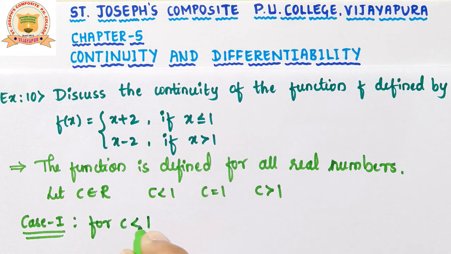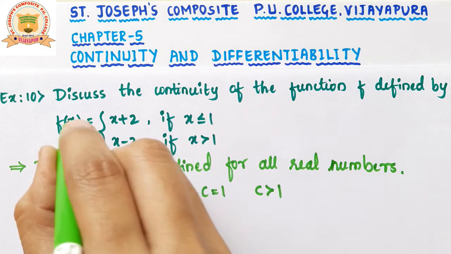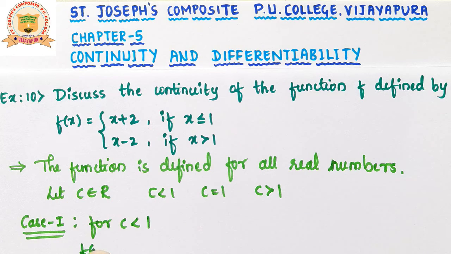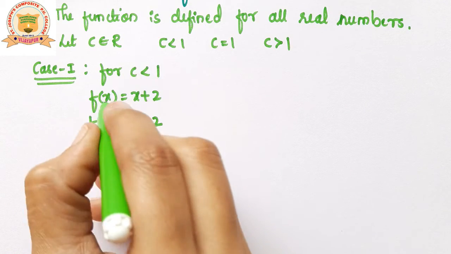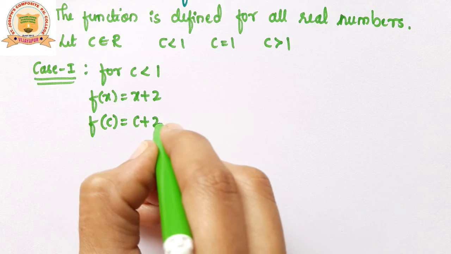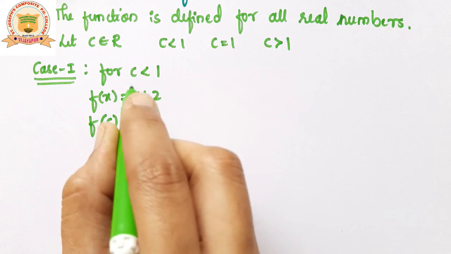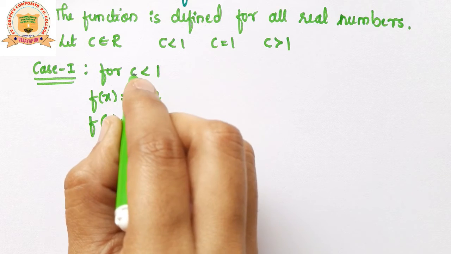For c less than 1, what is the function value? f of x is equal to x plus 2. If you substitute c in place of x, then you will get f of c is equal to c plus 2. This is the functional value for all the real numbers less than 1.